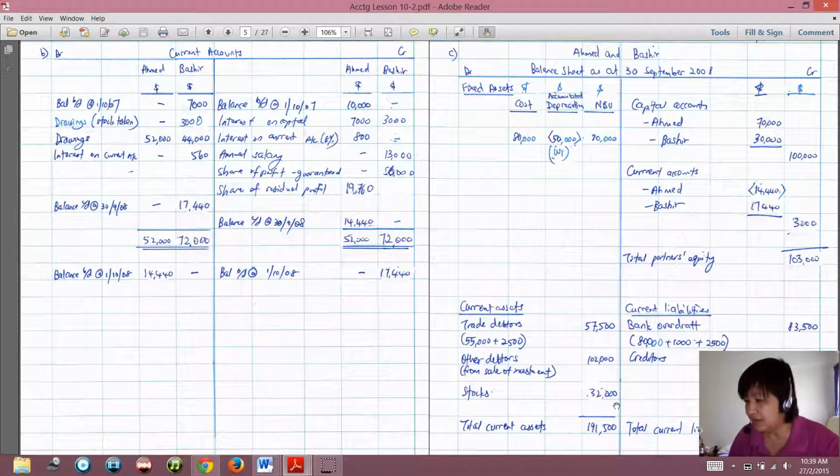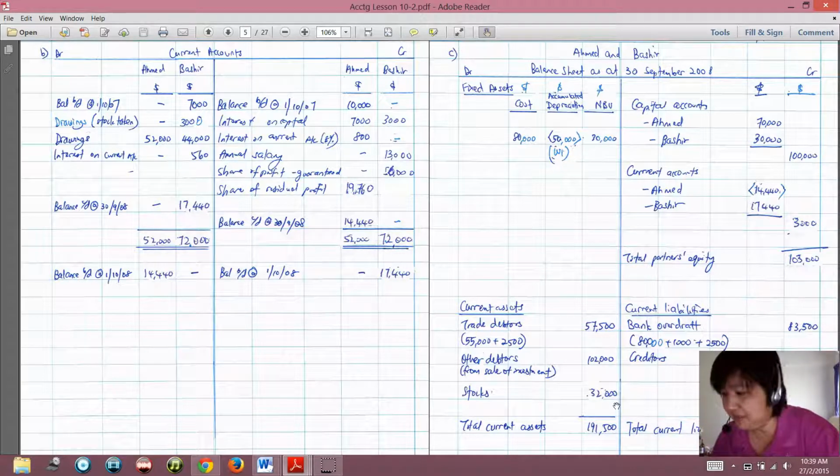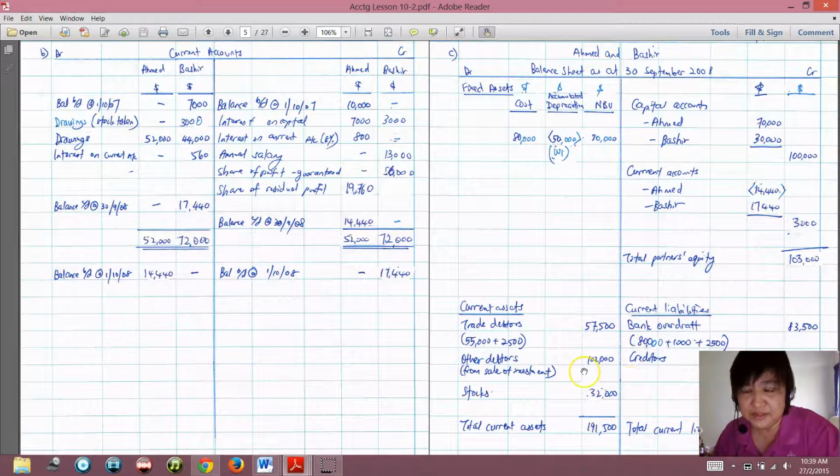But from the question here, it looks more to me like this 102,000 is not received yet, because from what I look at, it is hinting to me that this 102,000 is not received yet. So if it's not received yet, then it will be other debtors. Under current assets, I put here other debtors, then I put bracket, from sale of investment, 102,000.